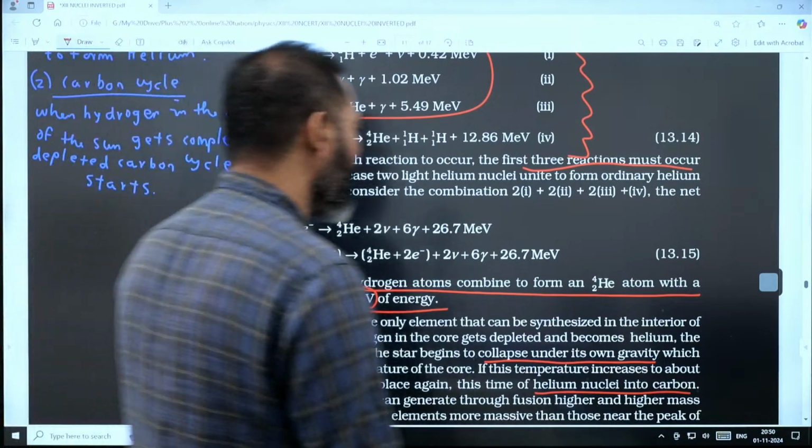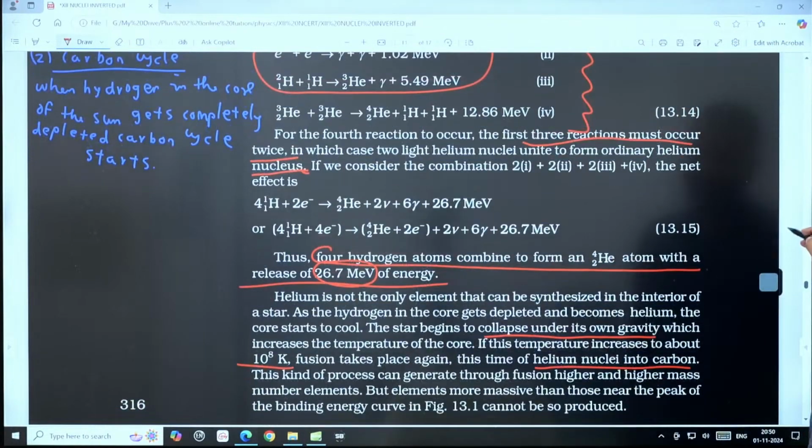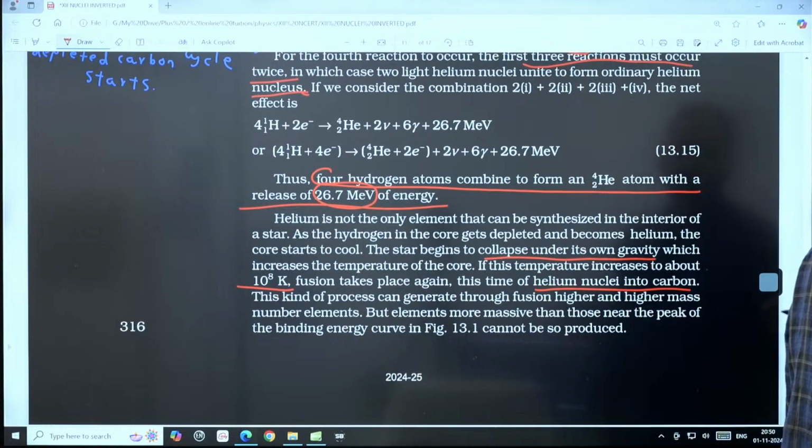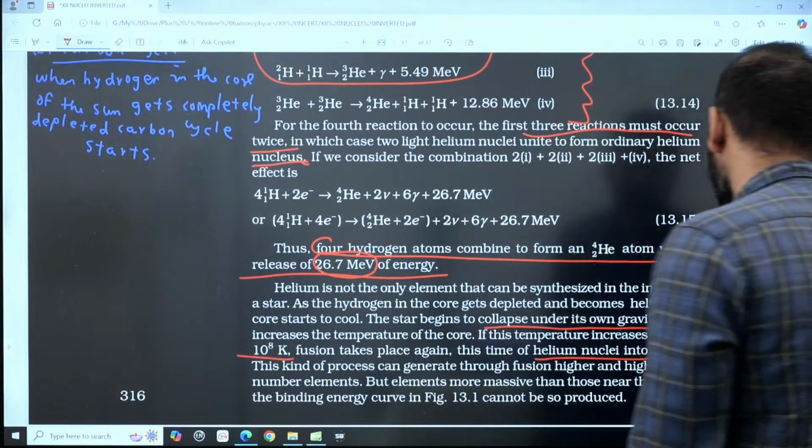This kind of process can generate through fusion higher and higher mass number elements. But elements more massive than those near the peak of the energy curve cannot. Okay, that is not required. Up to this point, you should note down.